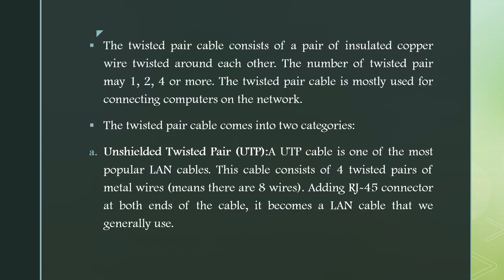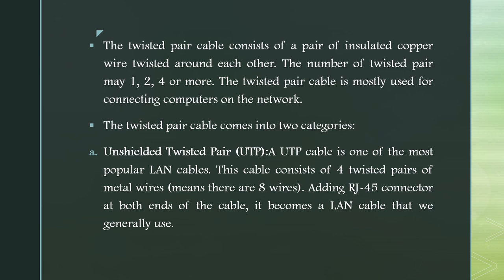The twisted pair cable consists of a pair of insulated copper wires twisted around each other. The number of twisted pairs may be 1, 2, 4 or more. The twisted pair cable is mostly used for connecting computers on the network. It comes in 2 categories: unshielded twisted pair and shielded twisted pair.